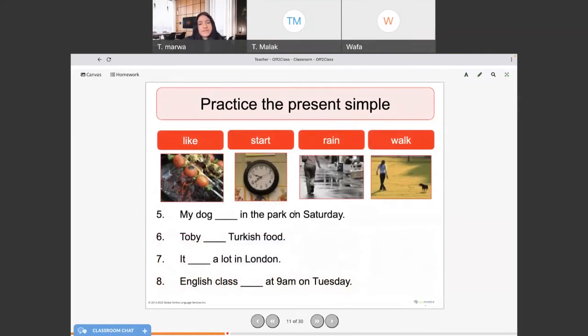And now number 5. My dog walks on the track on Saturday. Walk. Okay, so my dog, what do we say? My dog walk or walks? My dog, one dog. Walks. Yes, it walks. My dog walks. Toby. Turkish food. Turkish food. Likes. Bravo, likes. Likes.